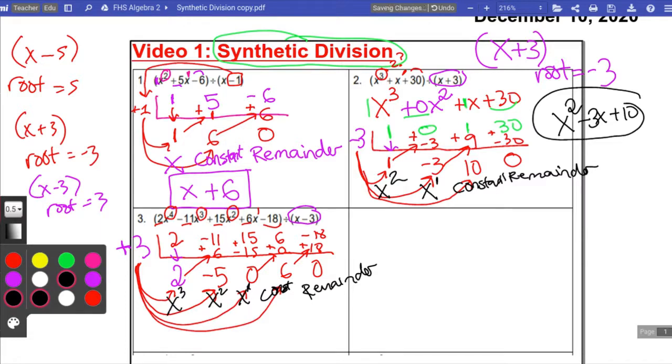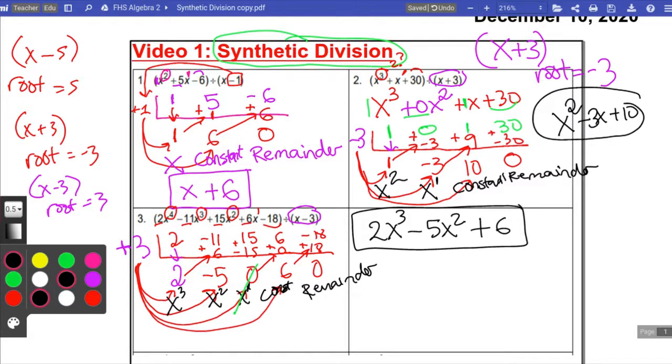The final answer should look like this. Ready? 2x cubed minus 5x squared. We have that 0x to the first power. You don't have to write it. The 0 means adios. Because it has a 0, you're gone. Let's continue writing. Plus 6. And if you have a remainder, we do it like we did.